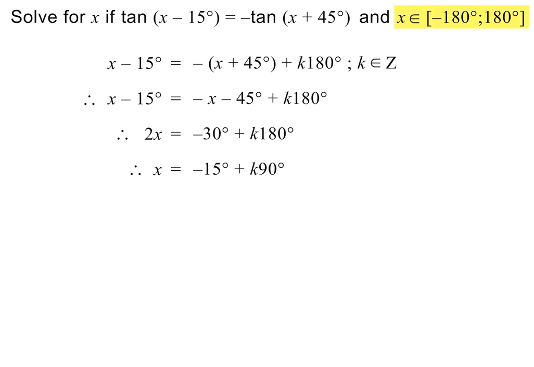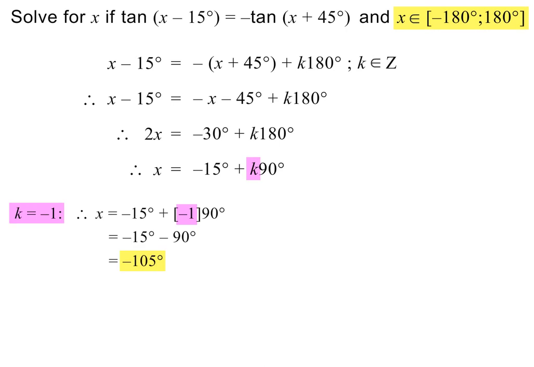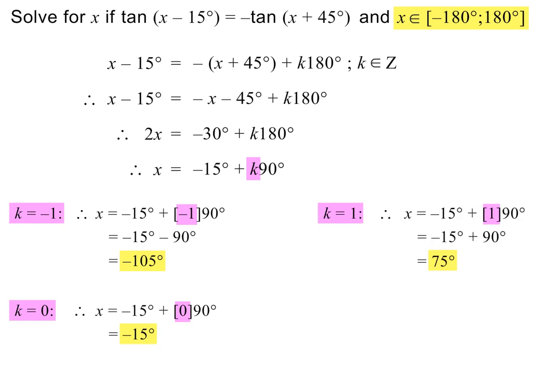We are now ready to use the general solution to find all the valid solutions that lie in the interval minus 180 to plus 180 degrees. If we let k equal minus 1, we get the first valid solution that lies in the interval. And if we let k equal 0, we get the second valid solution. K equals 1 gives the third valid solution. And k equals 2 gives the fourth and last valid solution. This completes the question.